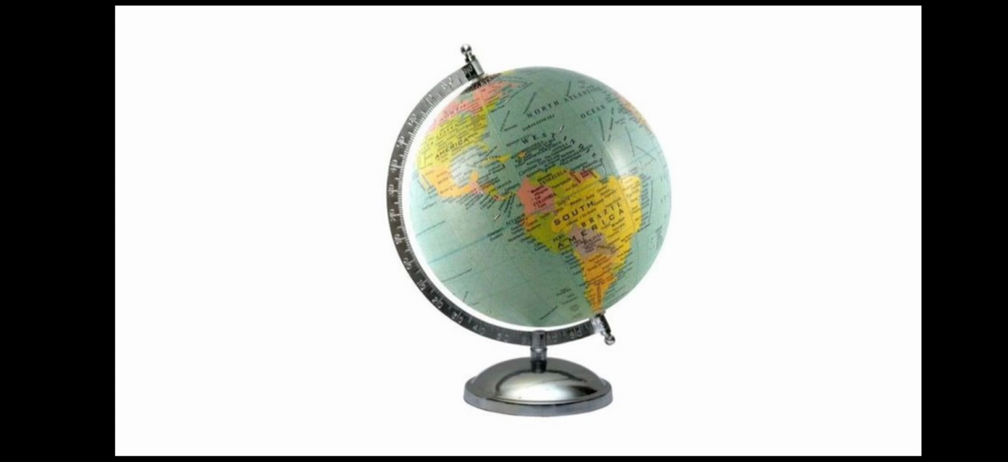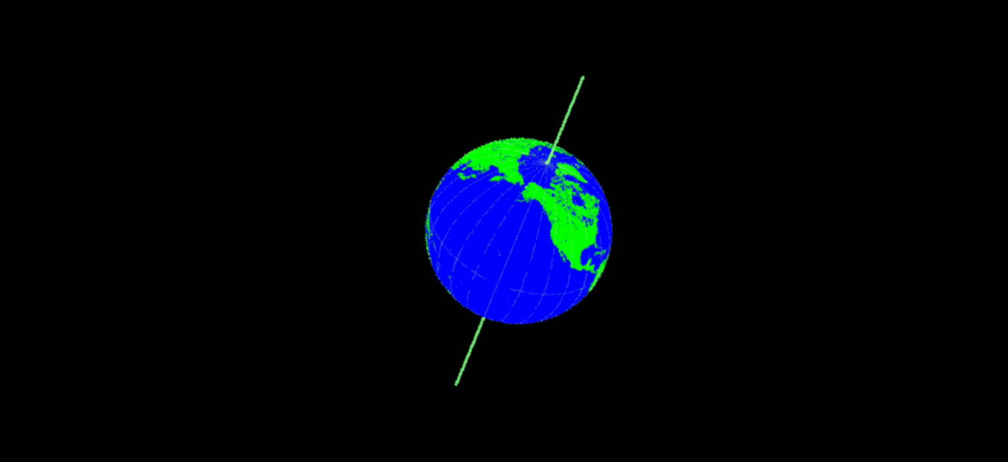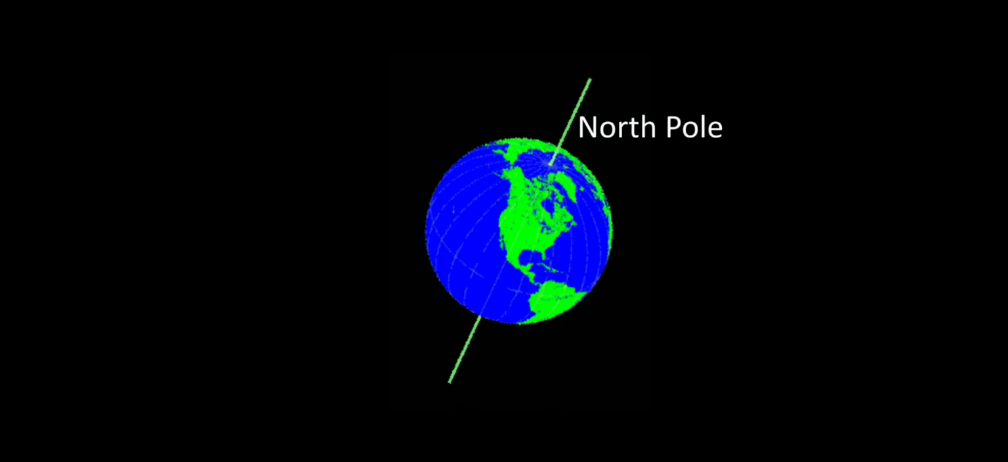But it is very difficult to describe the location of a point on a sphere like the Earth. So, we need certain points of reference and lines to find out the location of places. A needle is fixed through the globe in a tilted manner, which is called its axis. The 2 points on the globe through which the needle passes are the 2 poles, North Pole and South Pole.